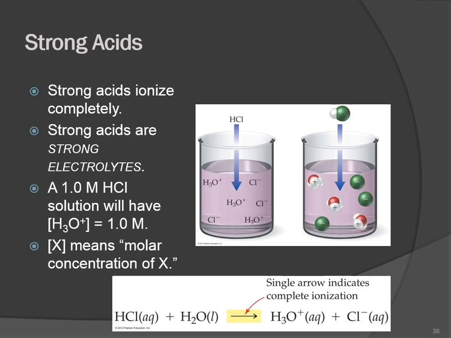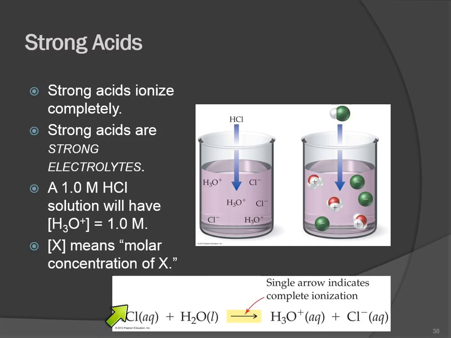If you have a 1 molar HCl solution, that means you have 1 mole of HCl per liter of solution. Then the hydronium ion concentration will be 1.0 moles per liter. When we put a formula inside of brackets, that means the molar concentration of whatever that is. So X in brackets means molar concentration of X. H3O+ in brackets means molar concentration of H3O+. So that is 1 molar.